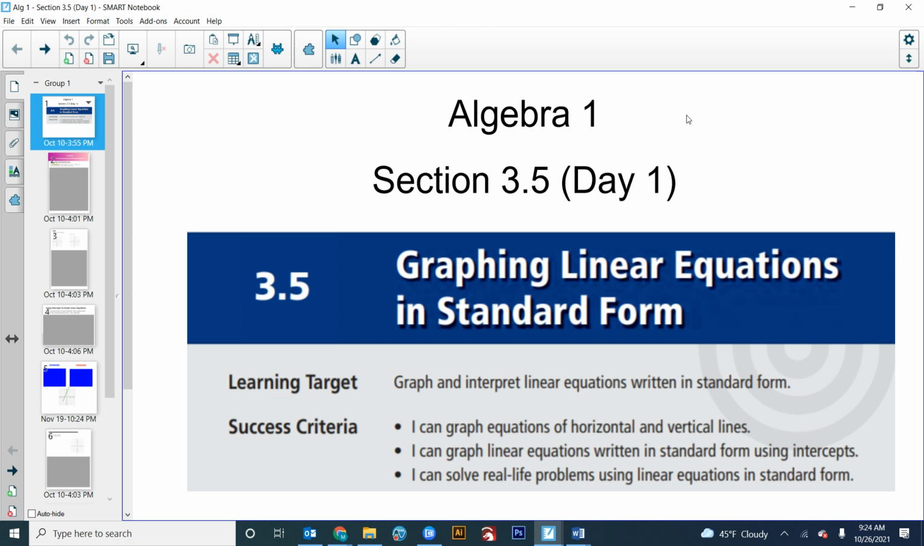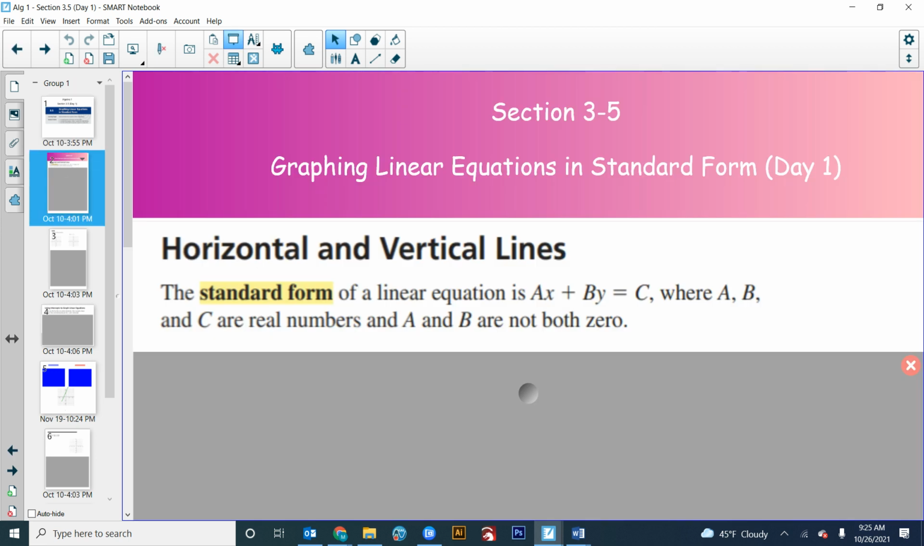All right. We're going to spend 2 days on 3-5, graphing linear equations, standard form. Got your notes in front of you. Let's get going. Horizontal lines and vertical lines. The standard form of a linear equation is ax plus by equals c.